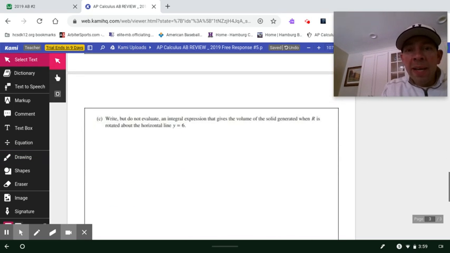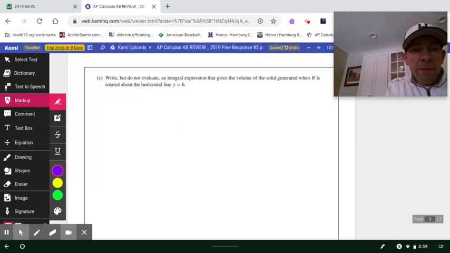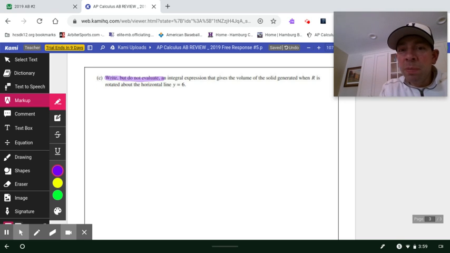All right, moving on here. Write, but do not solve. Those are my favorite words right there. Write, but do not evaluate, an integral expression that gives the volume of the solid when it's rotated around the horizontal line y equals 6.